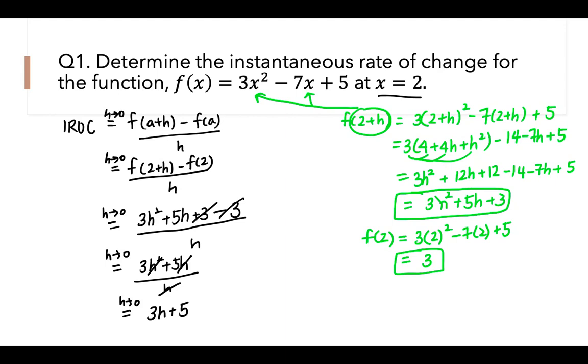Now, as soon as you cancel the denominator of h, now we can plug in h as 0 because it will no longer be undefined. So when we are plugging in h, you no longer write h approaching 0 because we're plugging in now. So 3 times 0 plus 5. Therefore, the instantaneous rate of change is 5, which is the most exact answer. Instantaneous rate of change. Okay.